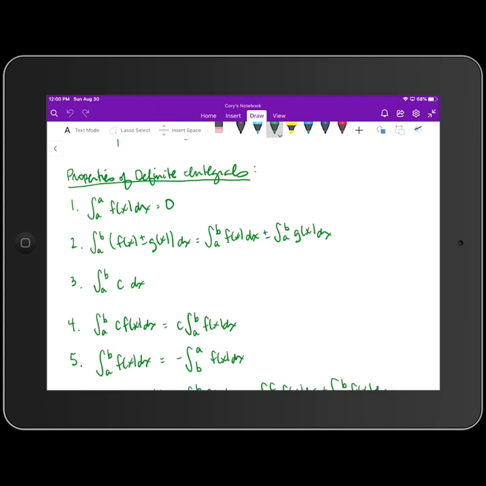Okay, number 3, if you have the integral from a to b of some constant c, which you're integrating with respect to x, that's going to be equal to c times b minus a.